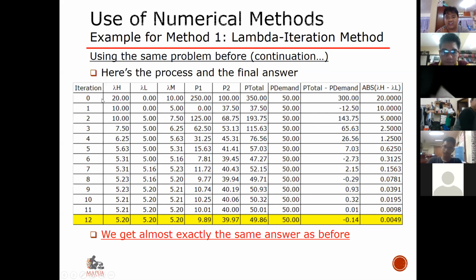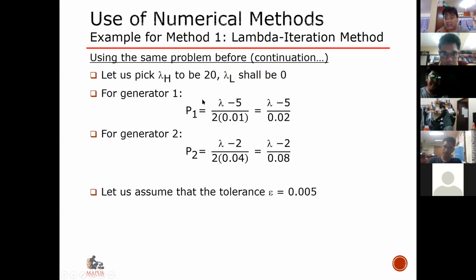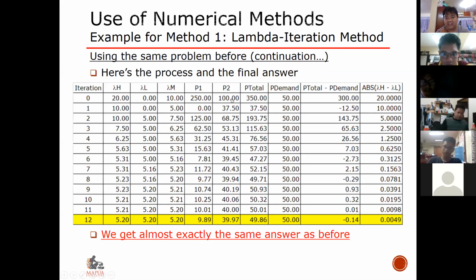Ito yung per iteration. Sa first process, if we use 20 and 0, midpoint is 10. Pasok mo yung 10 doon, you'll get 250 for generator 1. Okay? And then you'll get 100 for generator 2. Your total demand in the first iteration or iteration 0, no? Where your demand is 50, sobra-sobra yung generation mo sa demand, di ba?